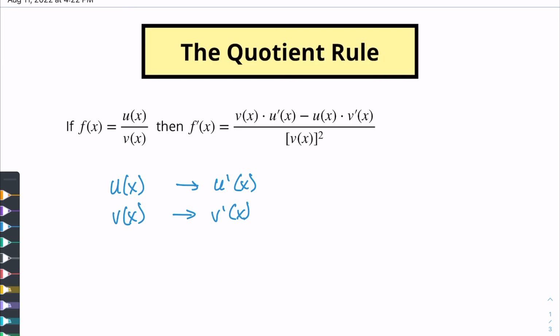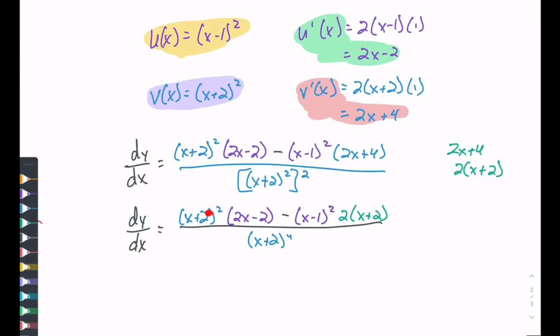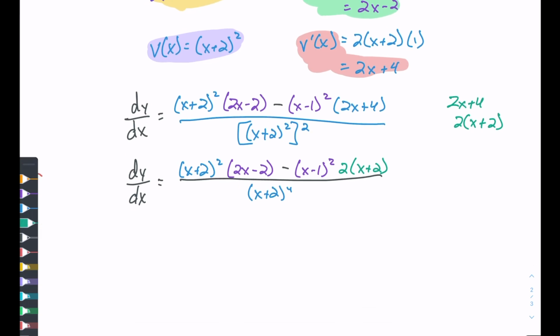So if I've got two of these x plus 2 squareds, and I've got one x plus 2 over here, I could factor out one x plus 2 from all of this. I'm going to take it in a step just so you can see it. dy/dx is equal to, I'm going to factor out that x plus 2. And then I'm going to put a giant bracket around this.